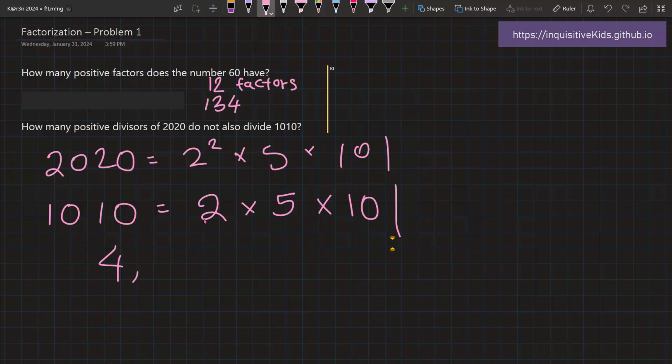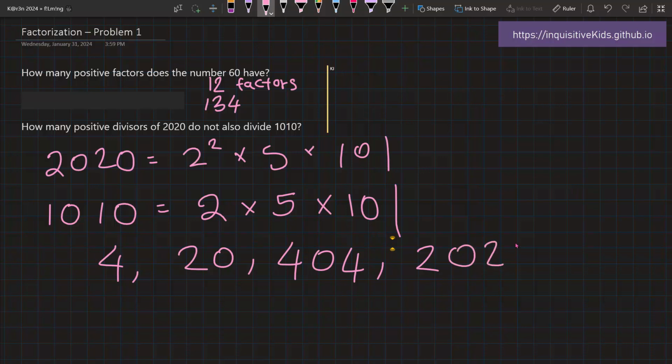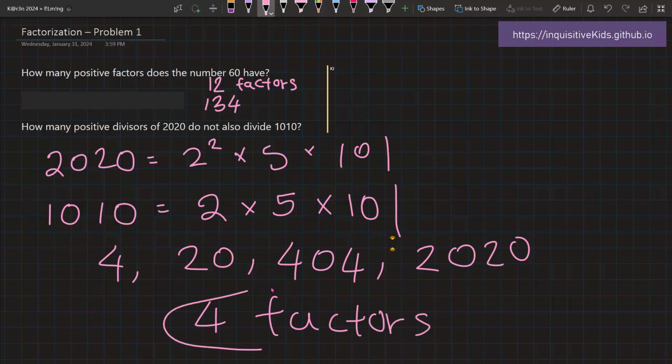Now any multiple of 4 from here works. So we could do 4 times 5, which is 20, or 4 times 101, which is 404. Or we could do 2020 itself, which is 4 times 5 times 101. So in all, there are 4 positive divisors or factors of 2020 that do not also divide 1010. So that is our final answer.